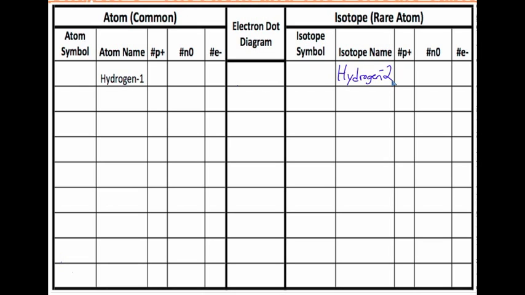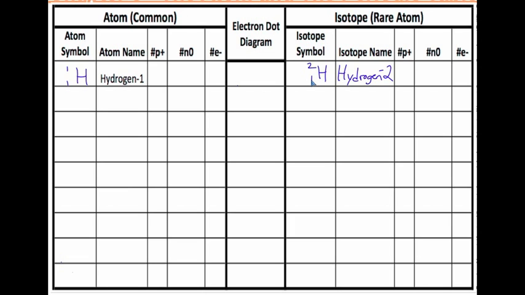The symbol for hydrogen is H. But we can't use the same symbol for both. One's hydrogen 1, the other one's hydrogen 2. So what we do is a new method with the atomic number on the bottom, the atomic mass on the top. The atomic mass for hydrogen 1 is 1. The atomic mass for hydrogen 2 is 2. But they both have the same atomic number. All hydrogen has atomic number 1.